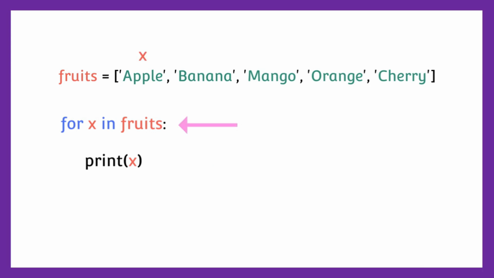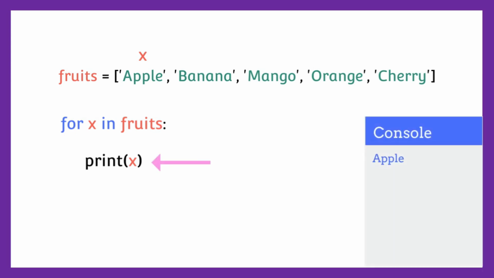In the first iteration, the loop will fetch the value apple from the list and store it in x and print apple on the console. Next, the loop will fetch banana from the list and assign it to x, and banana gets printed on the console. Next, the loop prints mango, then orange, and finally cherry.